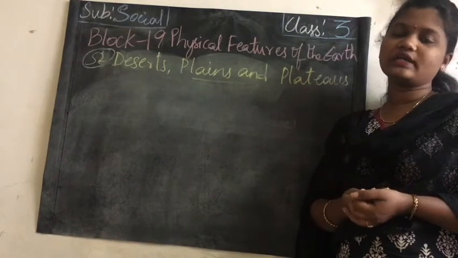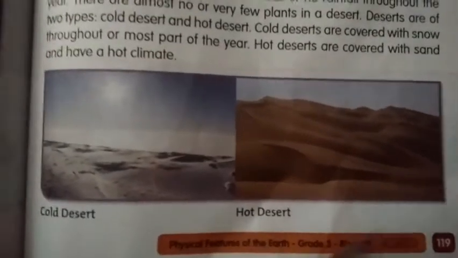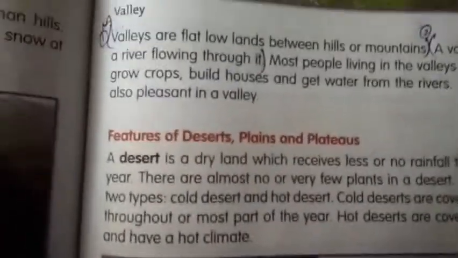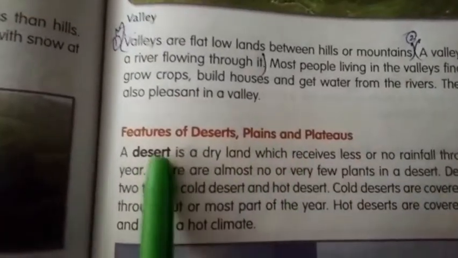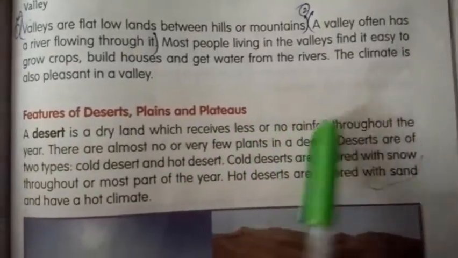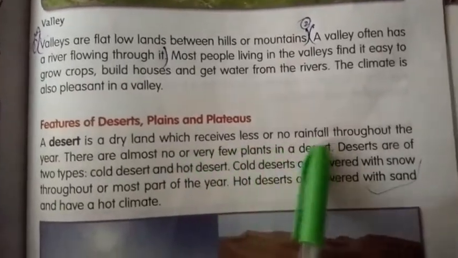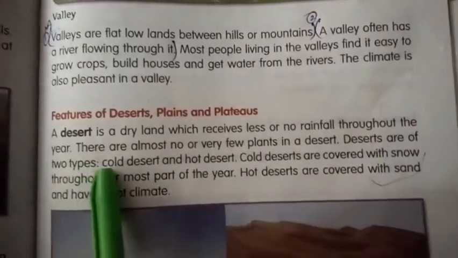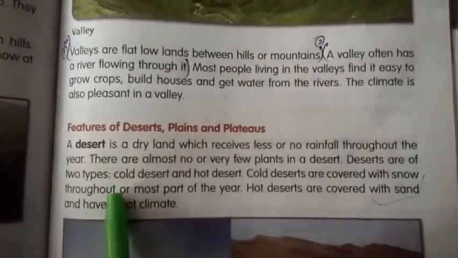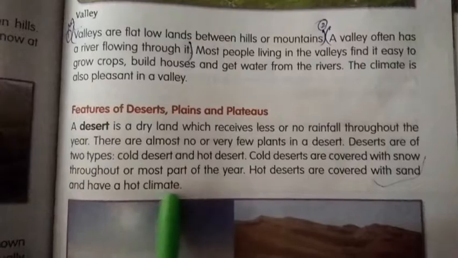Everyone open your reader, page number 119. We are doing S2, features of deserts, plains and plateaus. A desert is a dry land which receives less or no rainfall throughout the year. There are almost no or very few plants in a desert. Deserts are of two types: cold desert and hot desert. Cold deserts are covered with snow throughout or most part of the year. Hot deserts are covered with sand and have a hot climate.